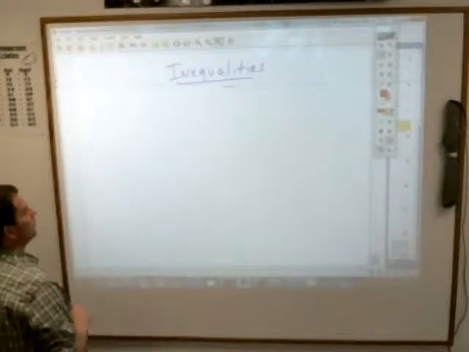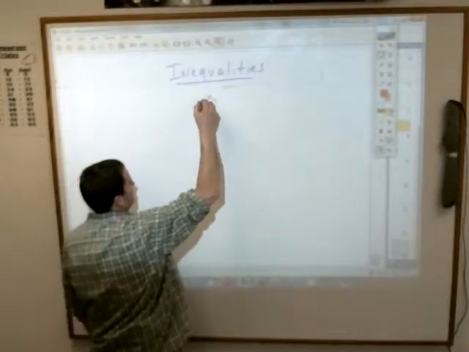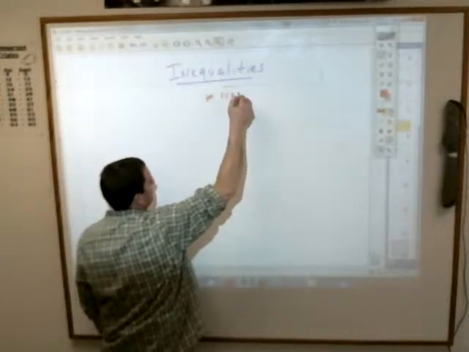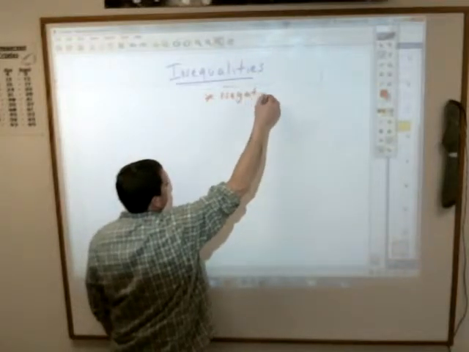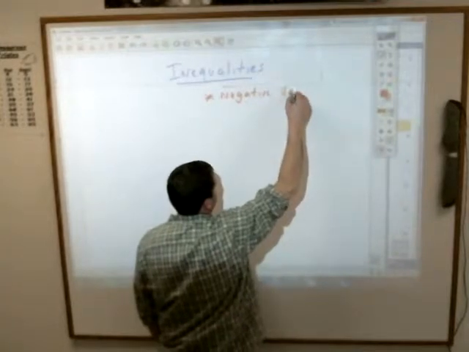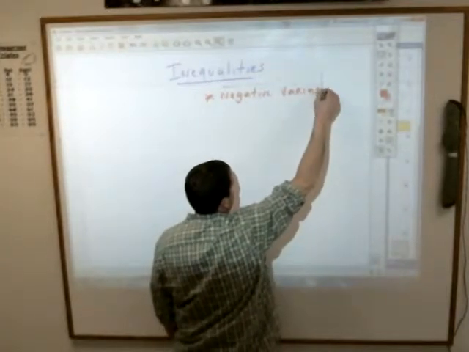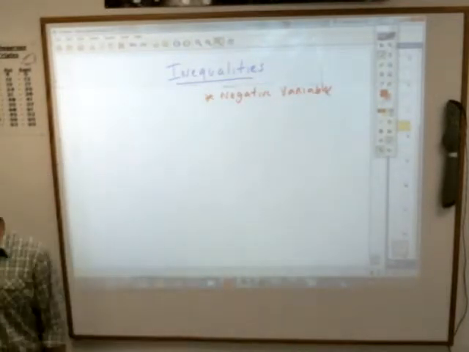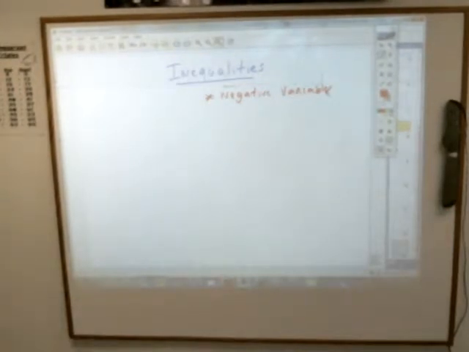This time we're looking at inequalities that have negative exponents and stuff in it. They're not negative exponents, they're just negative variables. Here is what you must remember with inequalities. Let me give you an example and then we will talk about it.